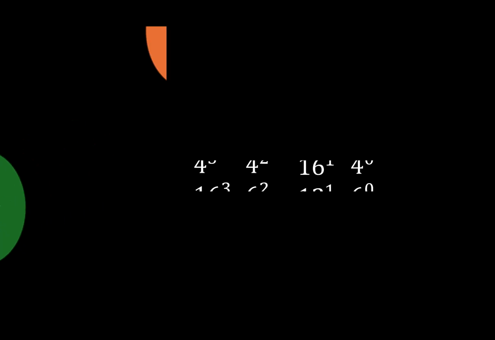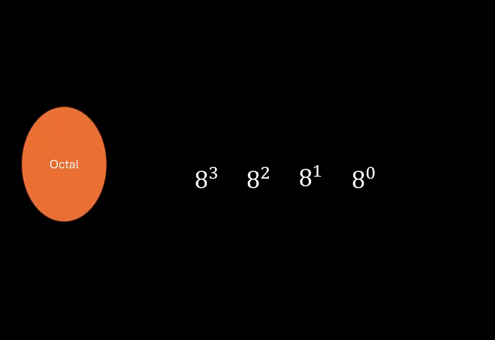When we switch over to the octal system, we're now at a base of 8. Our base 8 numbering system has 8 digits, 0, then 1, 2, 3, 4, 5, 6, 7. Now our digits represent powers of 8. 8 to the 0, 8 to the 1, 8 squared, 8 cubed. We'll have as many powers as we do digits in our number.